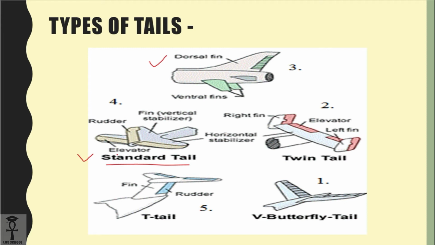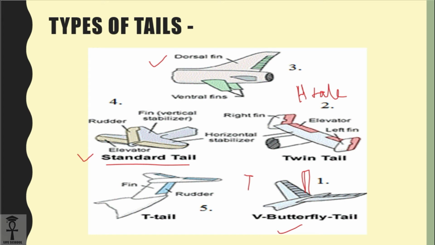After that, what we are seeing is a twin tail. It is also known as the H tail, because the shape looks like H. Then we have a V butterfly tail, which is a V tail. They don't have any vertical stabilizers, because this V shape is going to handle all the moments accordingly. Then this is a T tail, as from the shape that looks from behind. And these are some different types of tails.